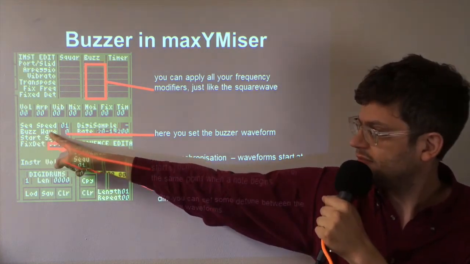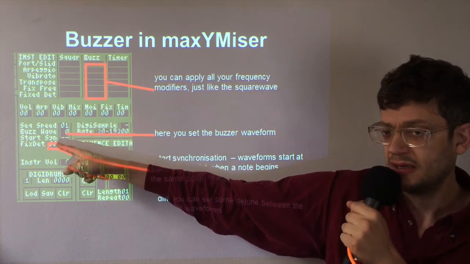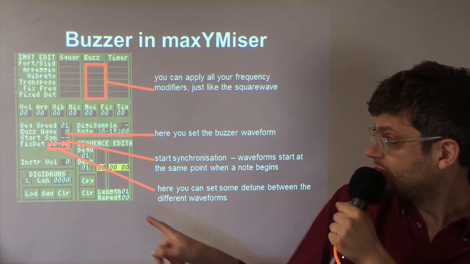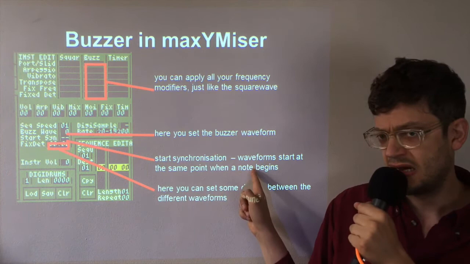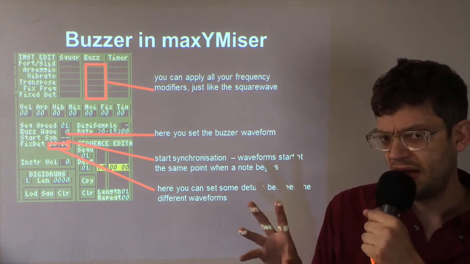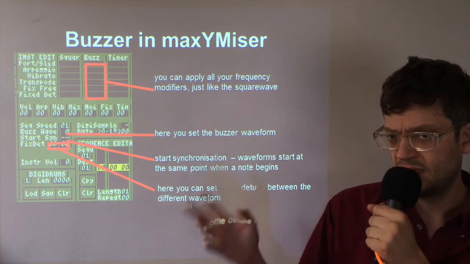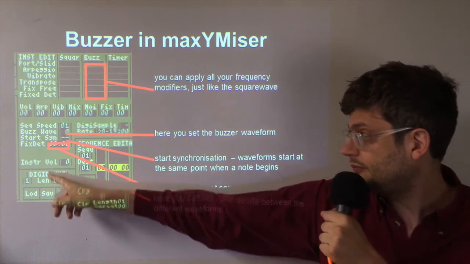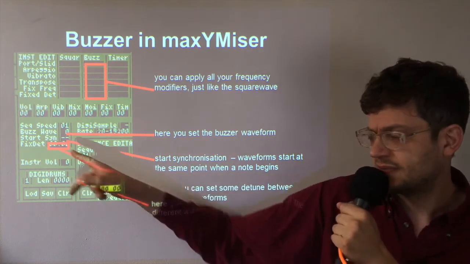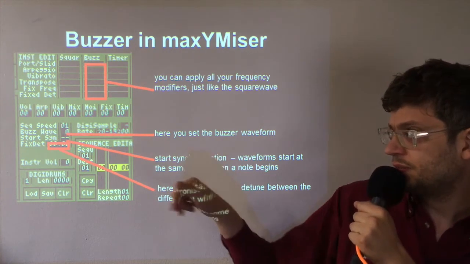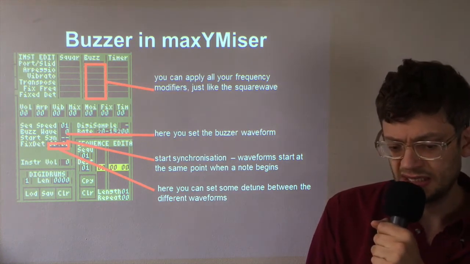In this field here, the buzzer wave, you can choose the waveform of the buzzer. This field here, start syn, allows you to start the buzzer at the same point every time you play a note, or you can disable it and it runs freely. And this fixed detune, which I'll explain, allows you to detune between the square wave and the buzzer for interesting ring modulation effects.